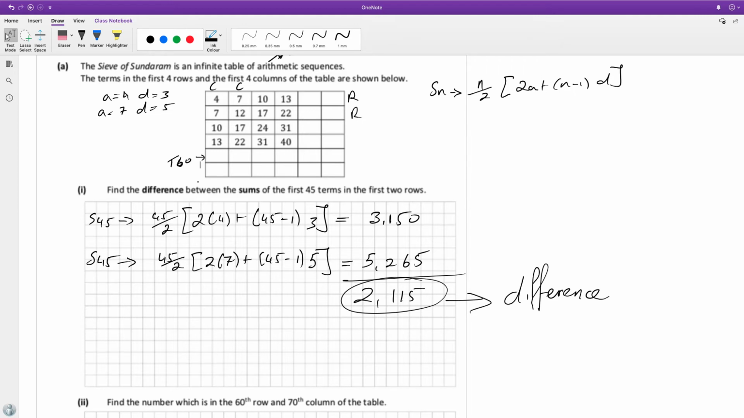Get T70 going across. Because that will be in the 60th row and the 70th column. There's your 60th row. And if you get the 70th term along this row, that'll be the 70th column. Does that make sense? Right, off you go. Give me the 60th term here, get me the 60th term here, and then get me T70. Use that information.